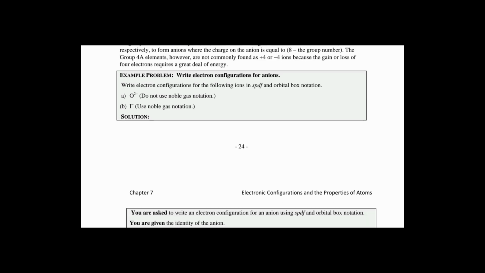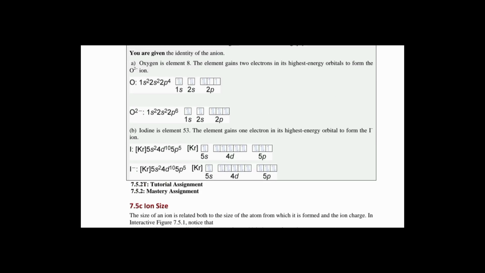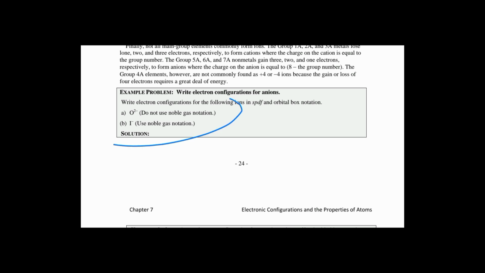This is an example problem. Draw SPDF and orbital box notation for O2 negative and I negative. Do it by yourself. Try to do it by yourself. If you have any confusion in these problems, let me know in the comment section.